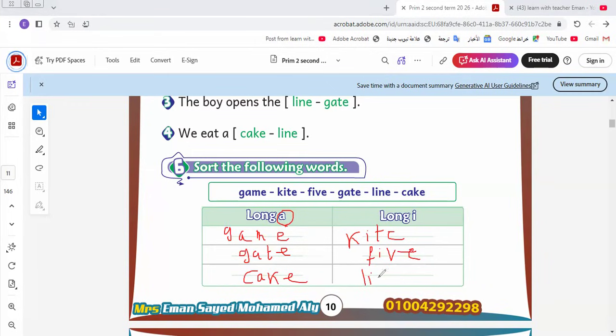As we know before, we have 2 words pronounced as line. We know lion is an animal, and line here is the one that we draw in mathematics.